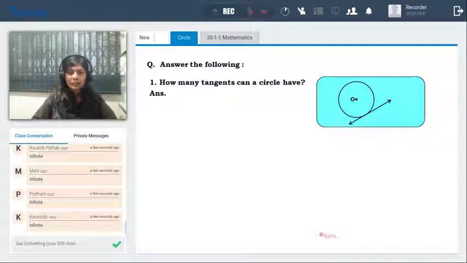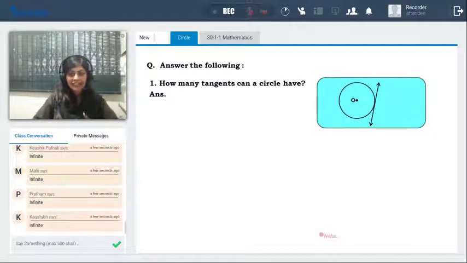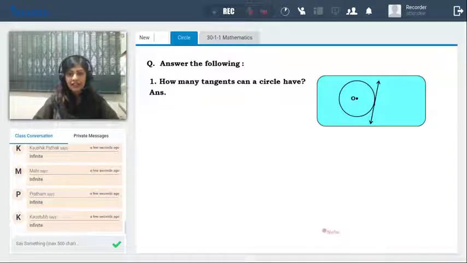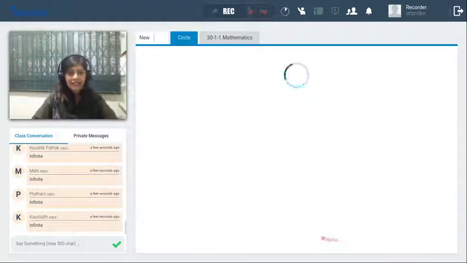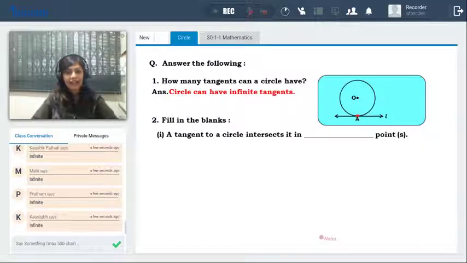Quickly observe. We have another tangent. Even at this point we can have a tangent. So we can see we can have infinite such tangents, right? Infinite points on a circle, so definitely infinite tangents. So the answer is we can have infinite tangents.